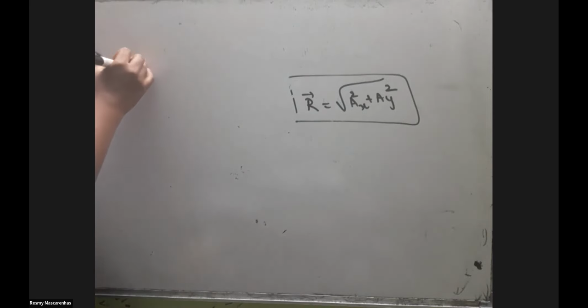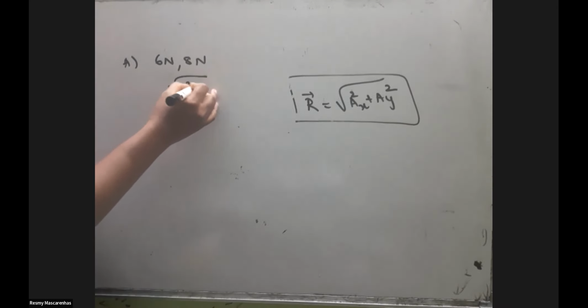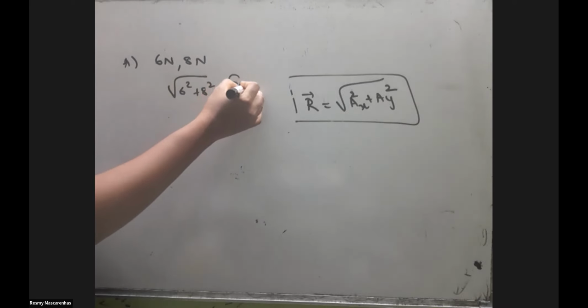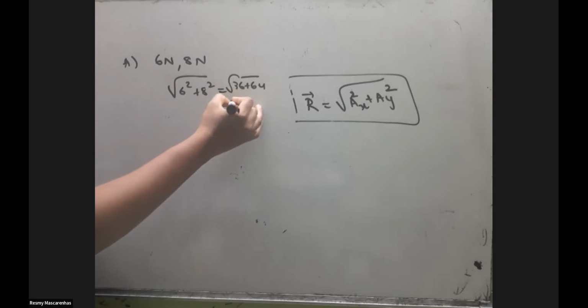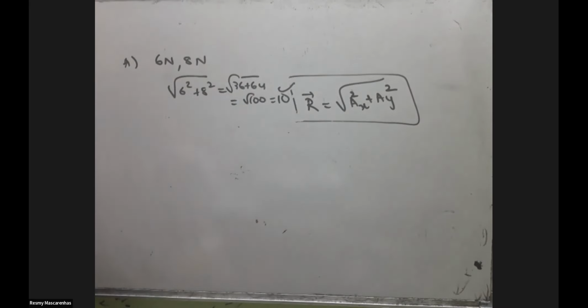So first option is 6, 10 and 8, and just quickly square this and see. So this is giving 36 plus 64, which is 100, so 10. So first one is working, it is a resultant. But the question asked is which is not a resultant. We'll have to check those options where you don't get equal to 10.